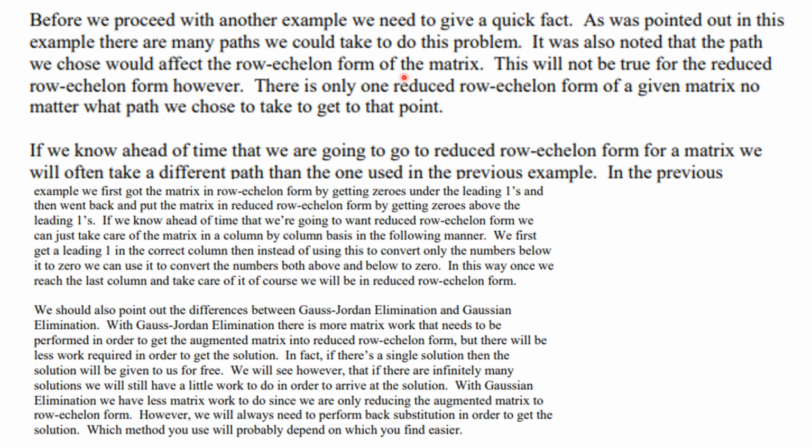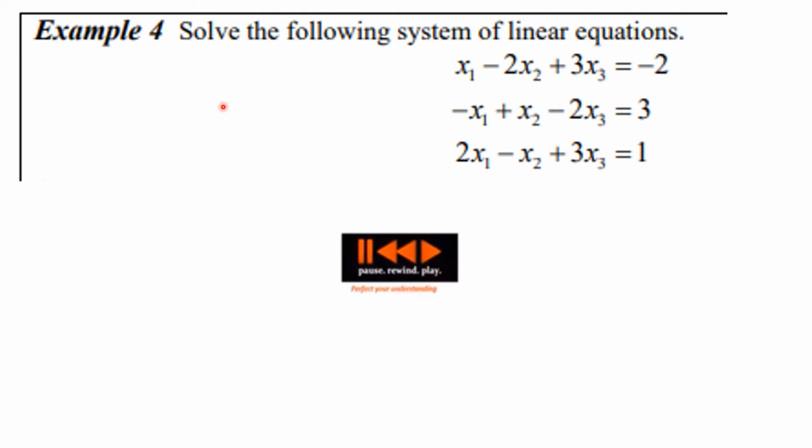Now, before we do our next example, we want to introduce a fact. There are many paths you can take to do a problem, and the path will affect the row echelon form of the matrix, but it's not true for the reduced row echelon form. We'll always get the same one. And if we know ahead of time we're going for reduced row echelon form, we might take a different path than the one we did before. So again, you want to focus on the goal, not on your specific steps.